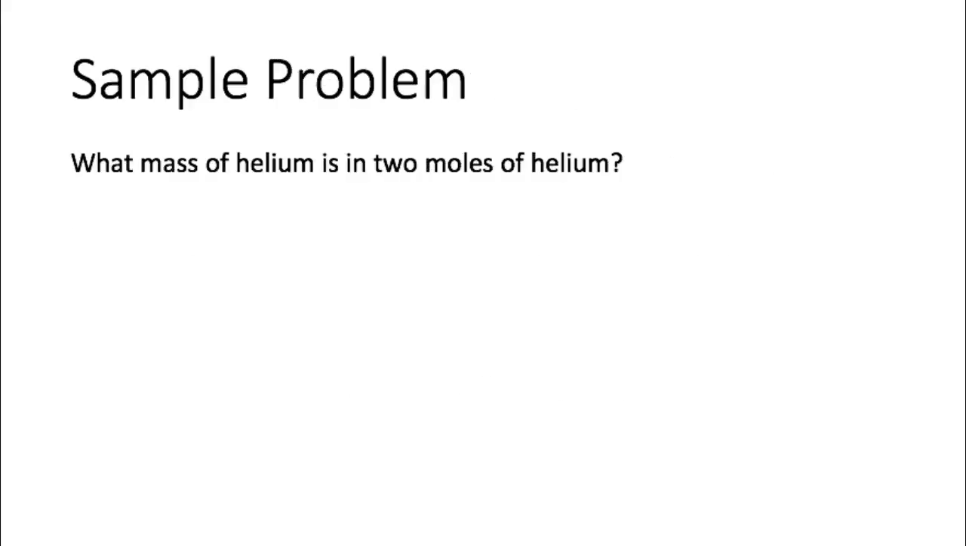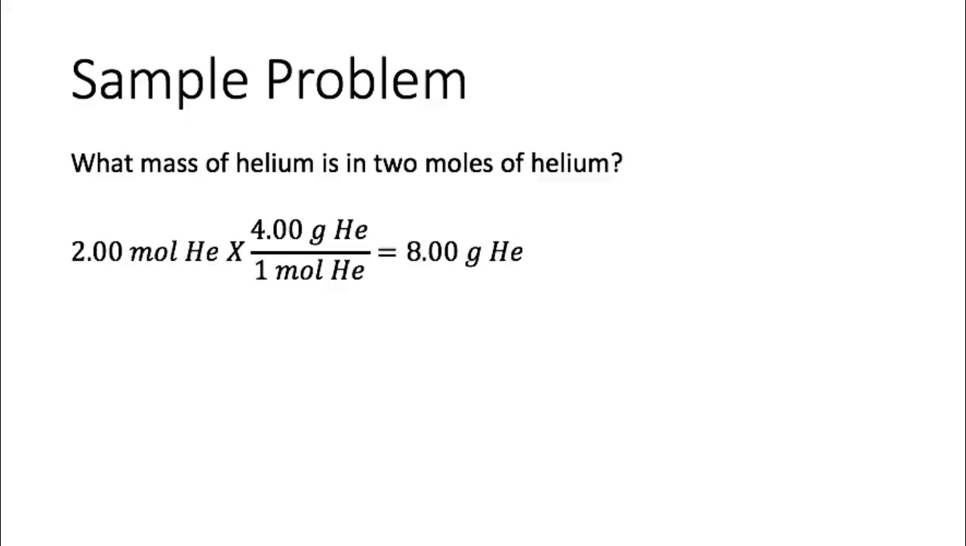Let's solve a problem with grams. What mass of helium is in 2 moles of helium? Again, we want to start with what we're given, which is 2 moles of helium. I want moles to cancel, so it will have to go on the bottom of my next fraction. So in my next fraction, I'll put 1 mole of helium on the bottom and my molar mass of helium, or 4 grams, on the top. To solve the problem, I take 2 times 4, and I get 8 grams of helium.